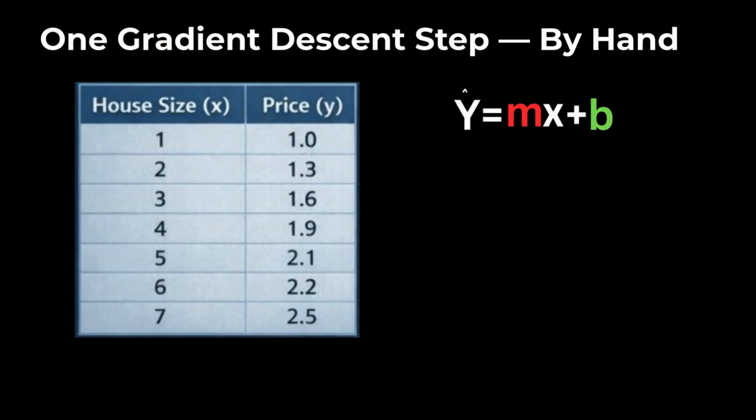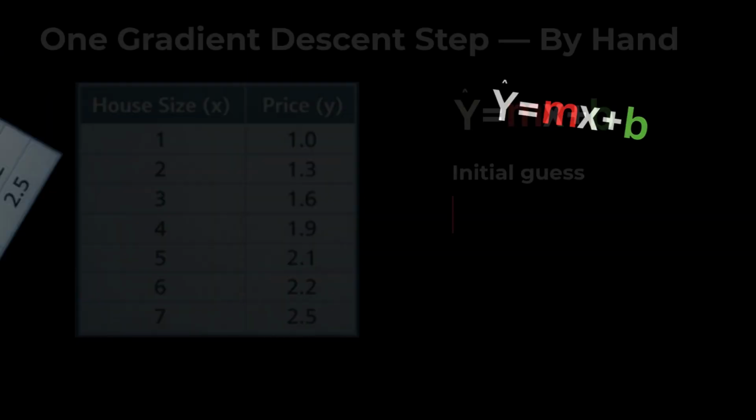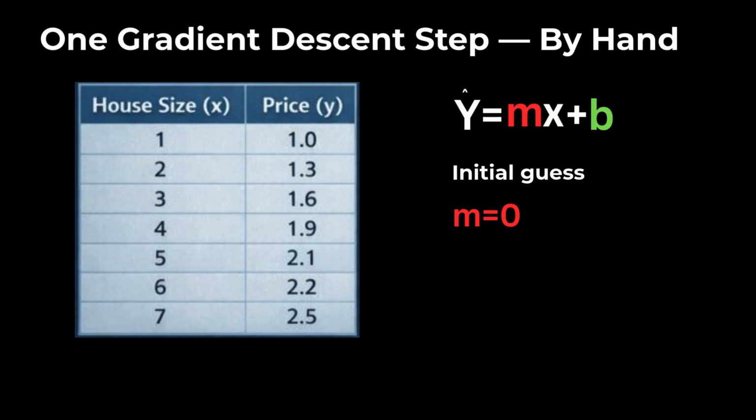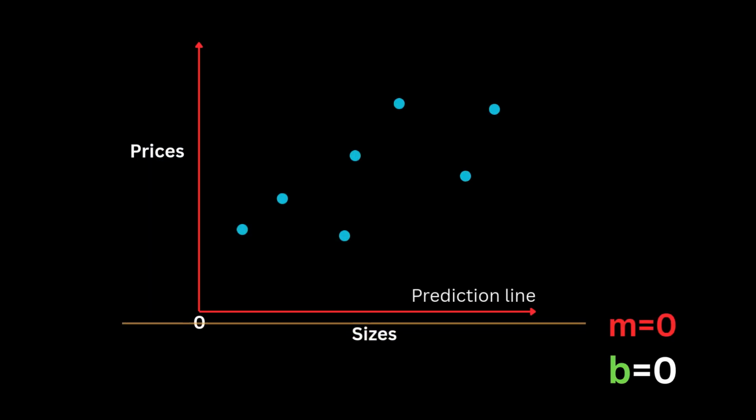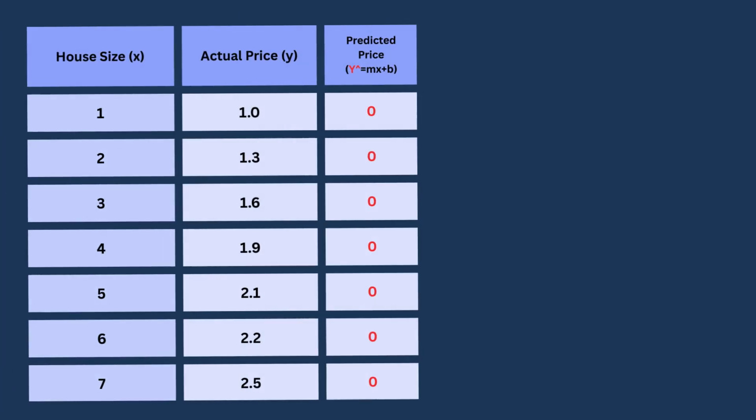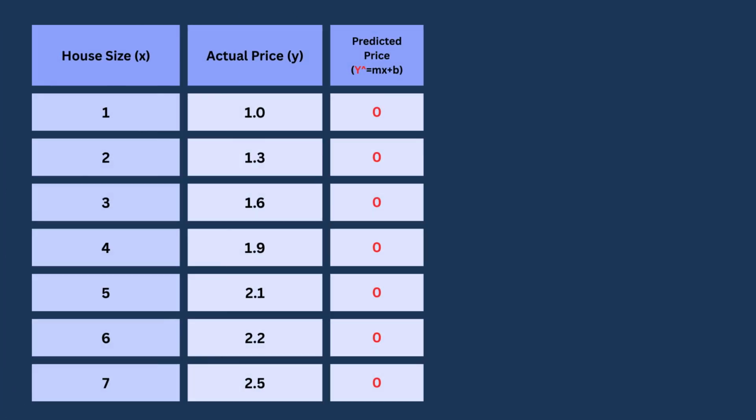We always start with a guess. It doesn't have to be good. It just has to be a starting point. Let's say m is equal to 0 and b is equal to 0. Plot the data points. Draw the prediction line. Use this line to make predictions.